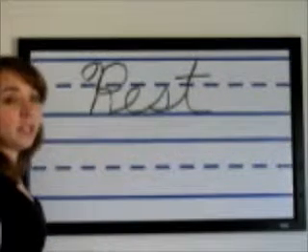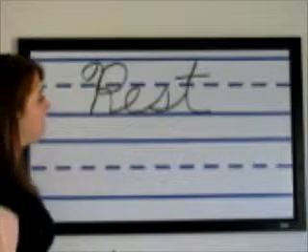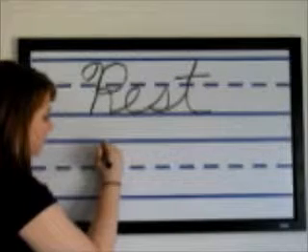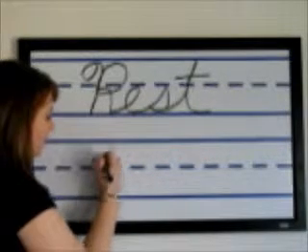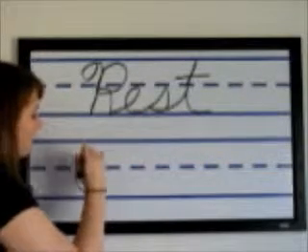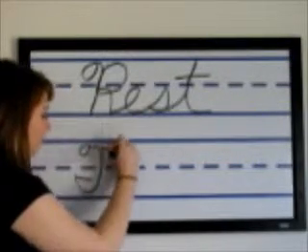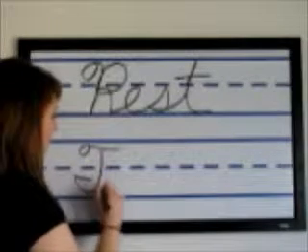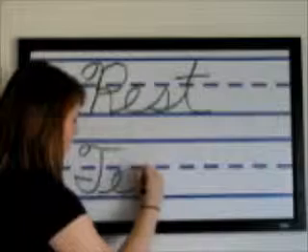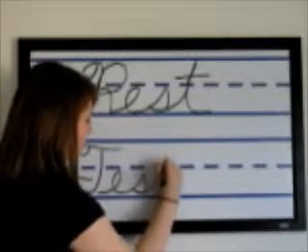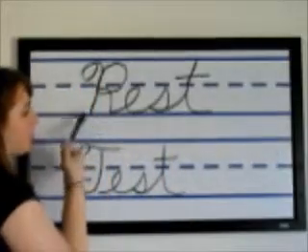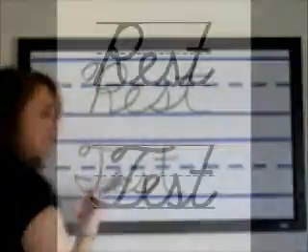Okay, similarly, you could do the word test with a T, okay? So remember, the capital letter T starts between the top line and the middle line. Curve around to the point and rock back. You can make your loop around and follow through. Then your E, your S, and finish off with your T. There we go. We have the word rest and test.